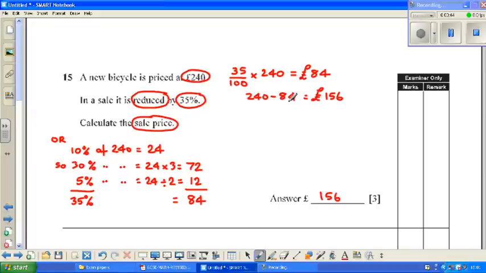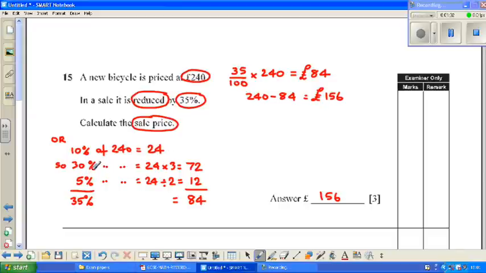So that's 240 take 84 is 156. So your sale price is 156. Or you can do it by working out 10% first. 10% of 240 is easy to work out. Dividing by 10, that's equal to 24.